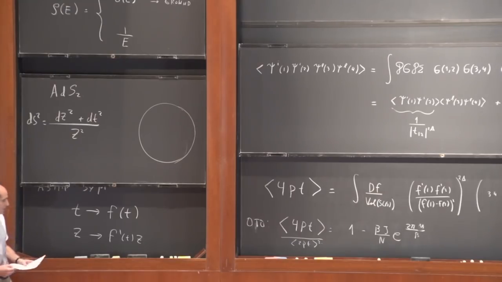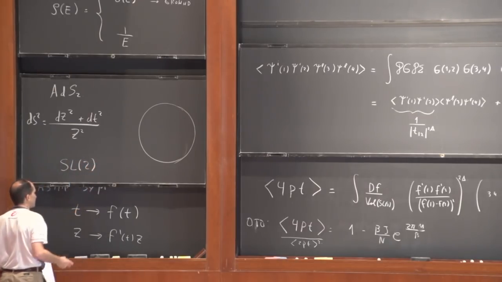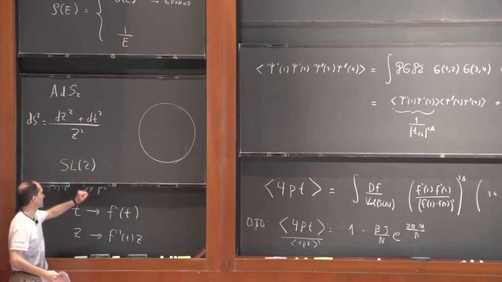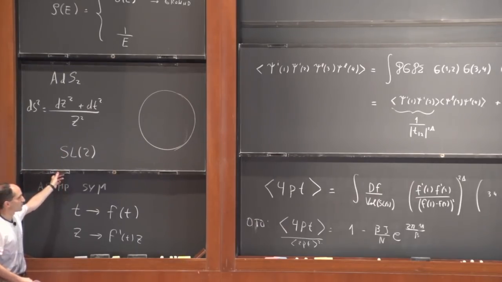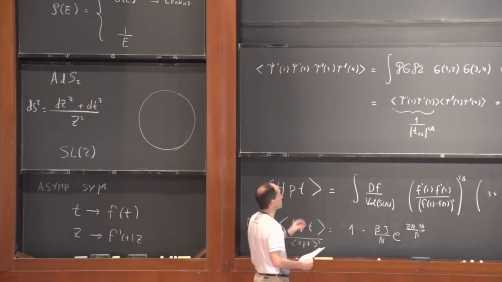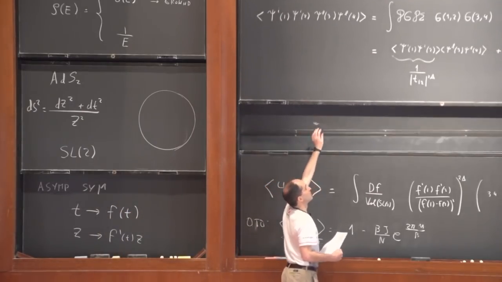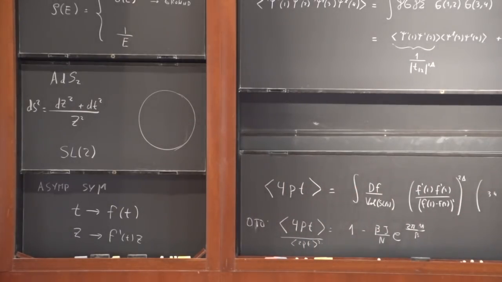So the only isometries of this metric are just SL2. So there is an SL2 group of isometries of transformations. So if f is restricted to an SL2 transformation, it leaves the metric invariant. But these more general transformations do not leave the metric invariant. Now, one way to understand what those do is the following.